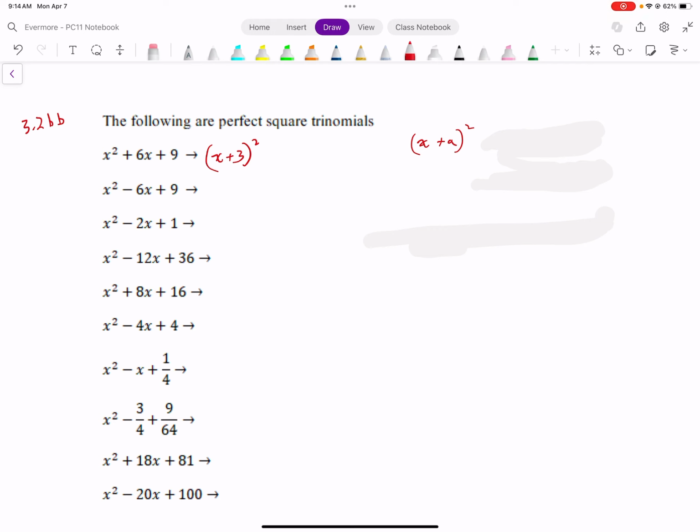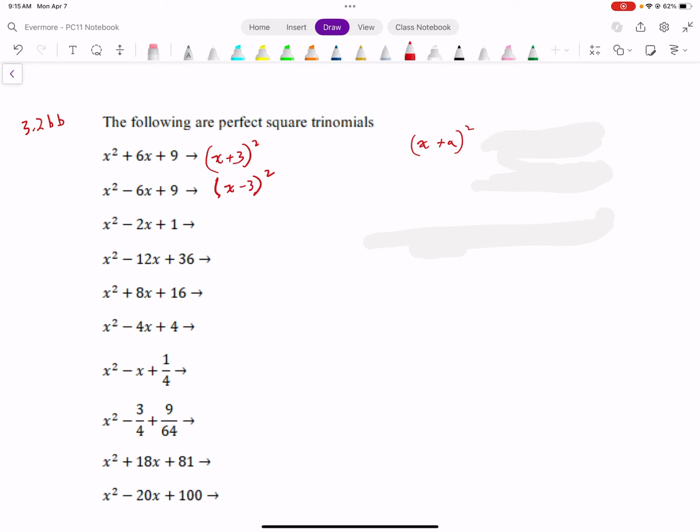And let's go on to the second example. The second example is x squared minus 6x plus 9. If you factor that, it factors into x minus 3, x minus 3. I would use the product sum rule. Or it just factors into x minus 3 squared.